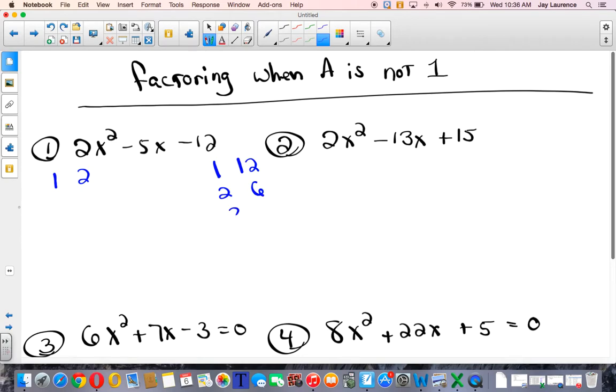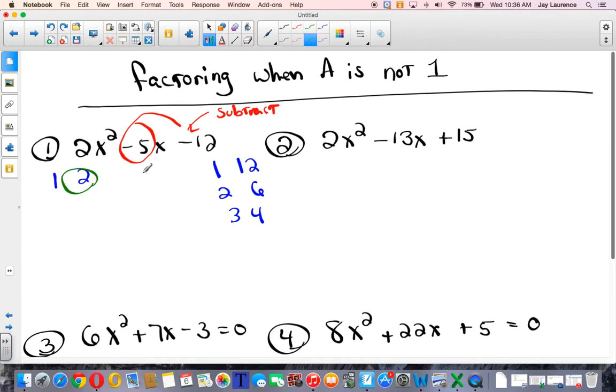Now my goal is going to be to multiply one of the factors of A with one of the factors of C and multiply their partners. And then since C is negative, I will subtract, with the goal of getting a negative 5x. So let's take a look at this here. I got 12 and 2, no. 6 and 4. I wonder if I have a mistake. I'm not seeing one. Oh, I think I see it.